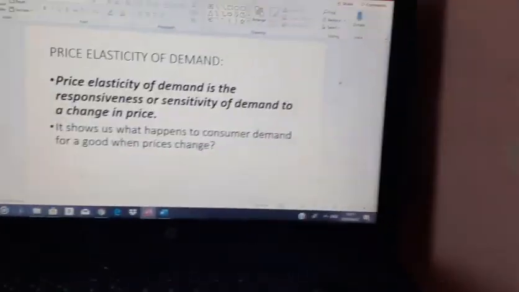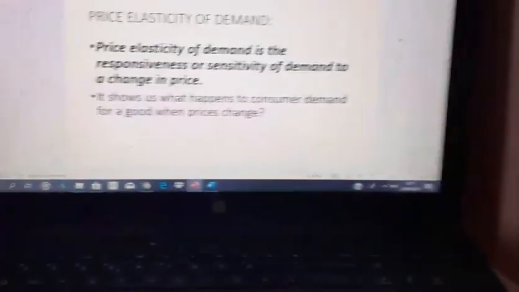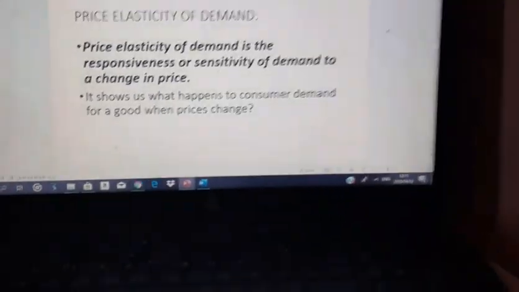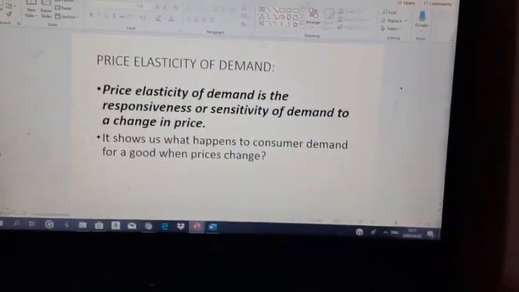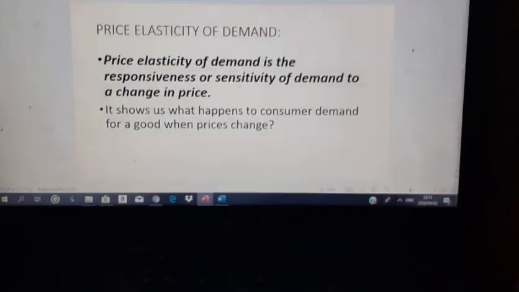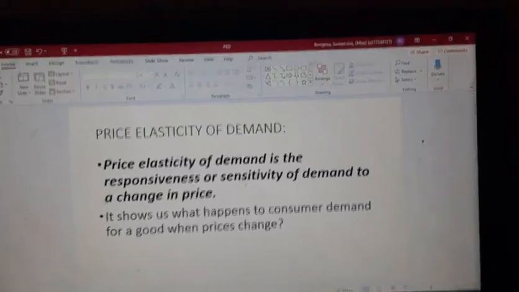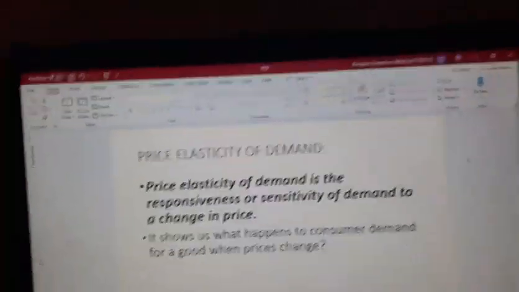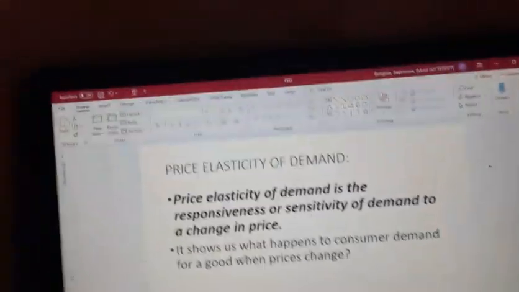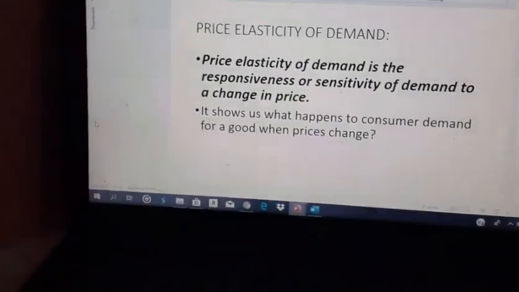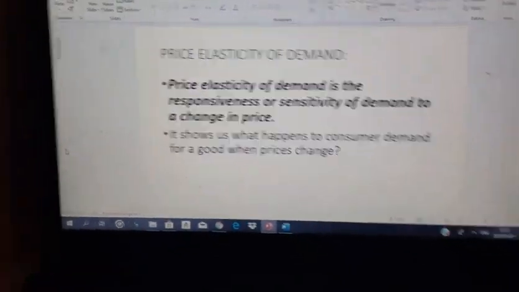Okay, now let's move on to the price elasticity of demand, which is the one that we will be looking at today. Price elasticity of demand is the responsiveness or the sensitivity of demand to a change in price. It shows us what happens to consumer demand for a good when prices change. So it shows us what it is that will happen to consumer demand for a particular good when there are changes in price.